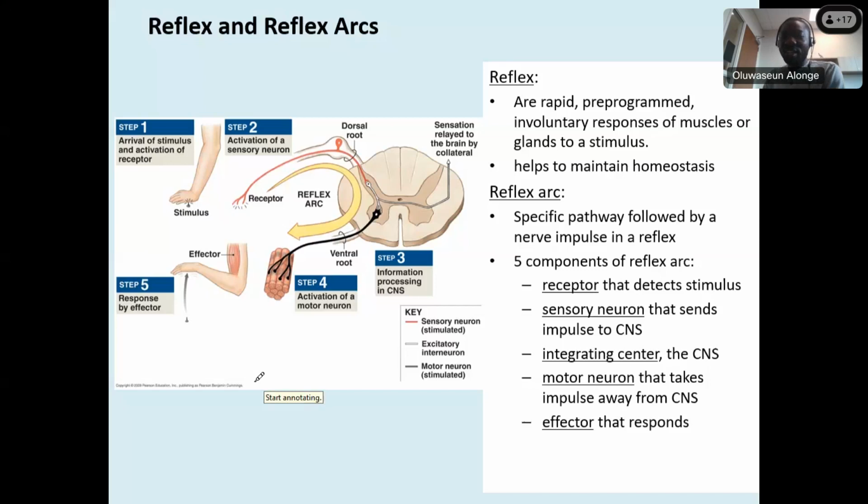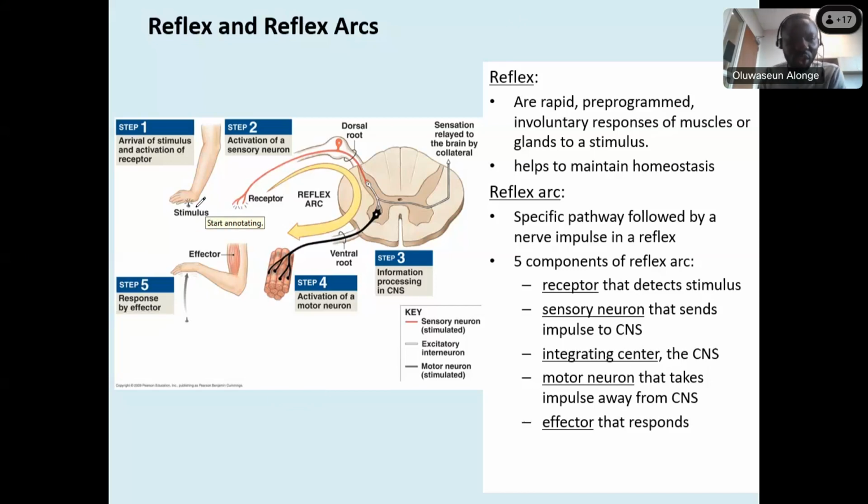Now, reflex action has 5 components majorly. There's number 1, the receptor. Number 2 is the sensory neuron. Number 3 is the integrating center. Number 4 is the motor neuron, and number 5 is the effector. So I'll pick one of each of them, one after the other, and discuss what this reflex arc is.